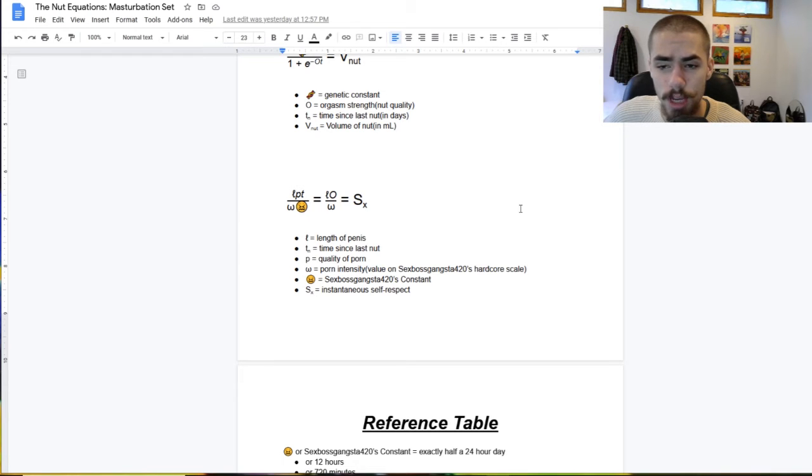The last equation is the instantaneous self-respect equation. We shorten it to the shame equation. The first part here is a bit more complicated, but it can be simplified. So the first part, the more complicated part, is LPT over omega 420's constant. But what we noticed was that the orgasm strength equation was actually embedded in. So we substituted that, and now we get the low equation, L orgasm over omega. This is omega, not W, but it looks like a W, so we call it the low equation.